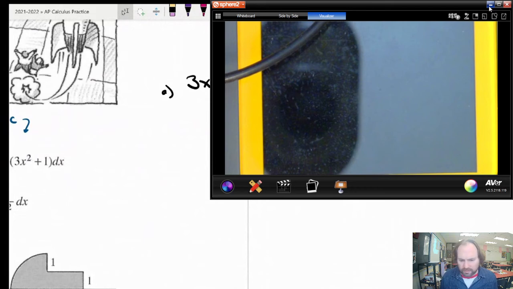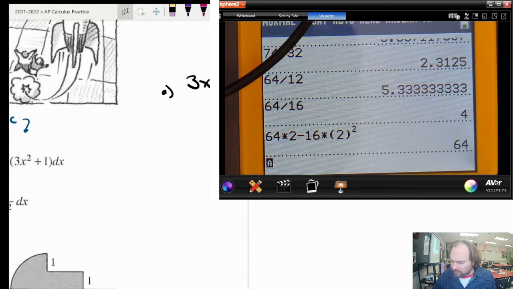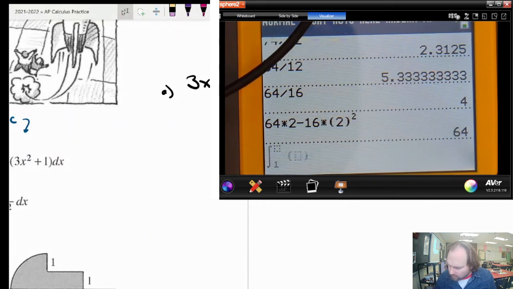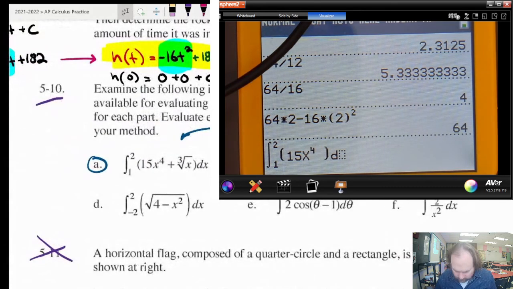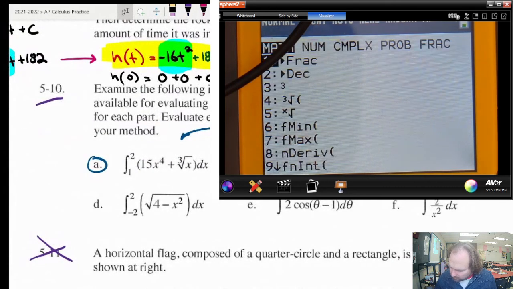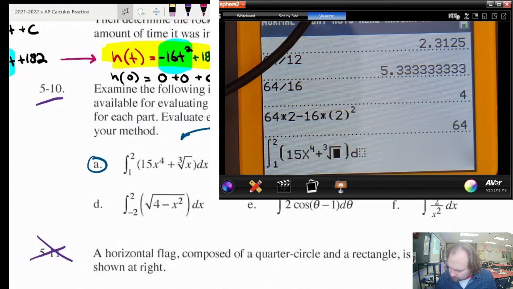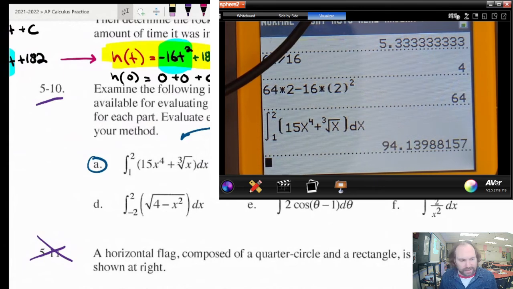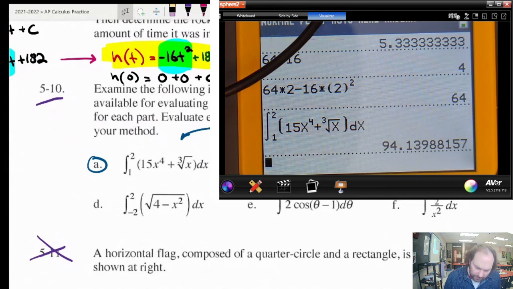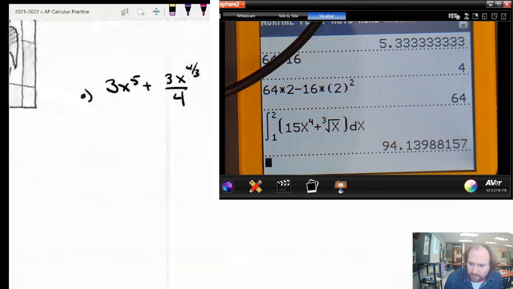Oh, I got to open up a calculator window too. So this is the integral from 1 to 2 of 15x to the 4th plus the cube root of x dx, which is, like I said, not a fun answer. It's just a weird decimal. So there it is. It's 94.139. Now, if you did that yourself and actually went through the work, it would not be a fun answer.